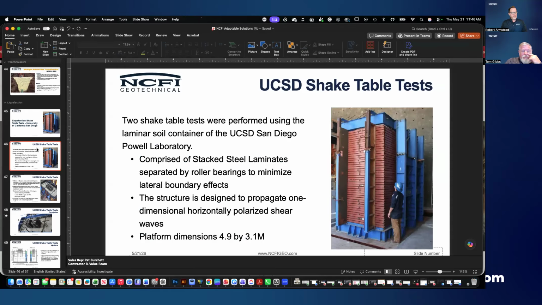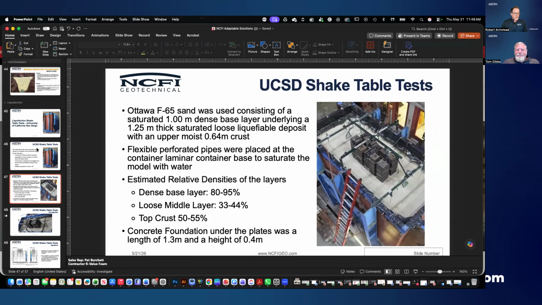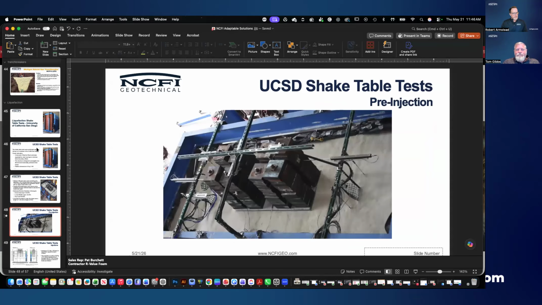A little bit about the shake table: laminated steel plates. It vibrates and moves, giving a lot of opportunity for extreme vibration to cause liquefaction to occur within those types of soils. There's a little bit more on that. Again, we'd advise you to reach out. The folks at Eagle Lift and Groundworks are excellent at this. Here's the shake table test in a preliminary pre-injection.